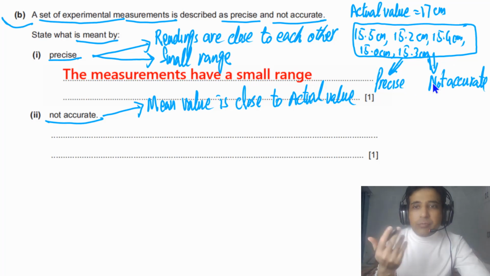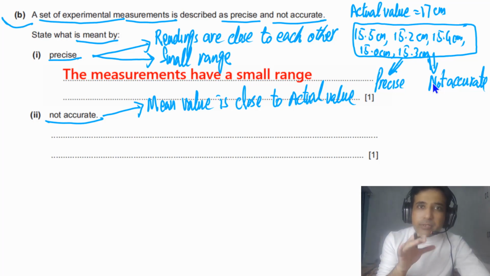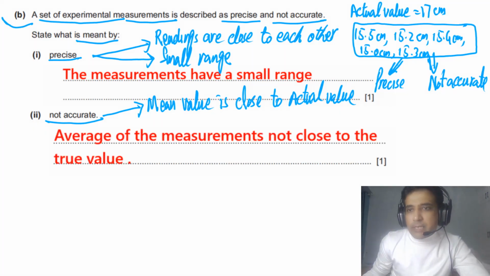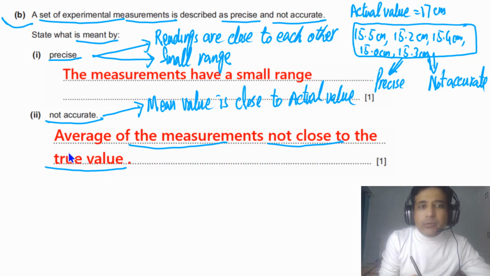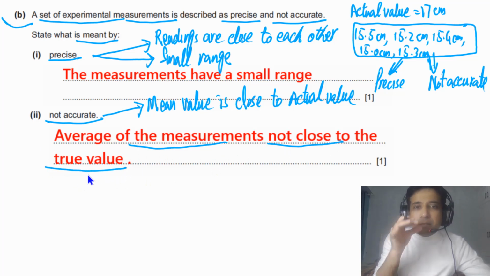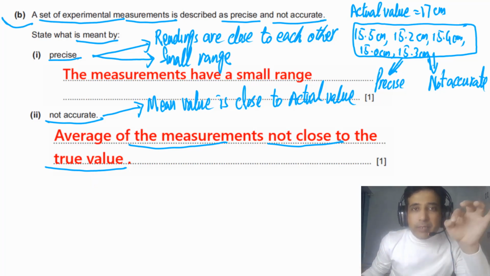This is the point you need to understand: data can be precise, but still it cannot be accurate. For the second part, this is how you can write your answer. Simply say the average of the measurements is not close to the true value, or the mean of the measurements is not close to the actual value. I hope this point is clear to you, what is meant by precision and what is meant by accuracy.